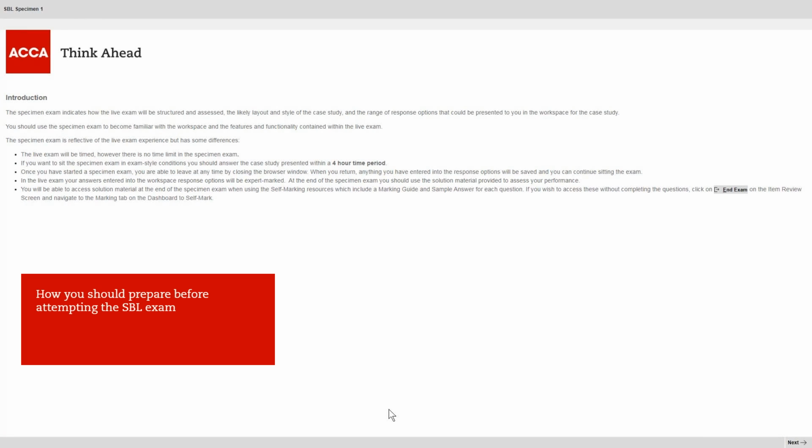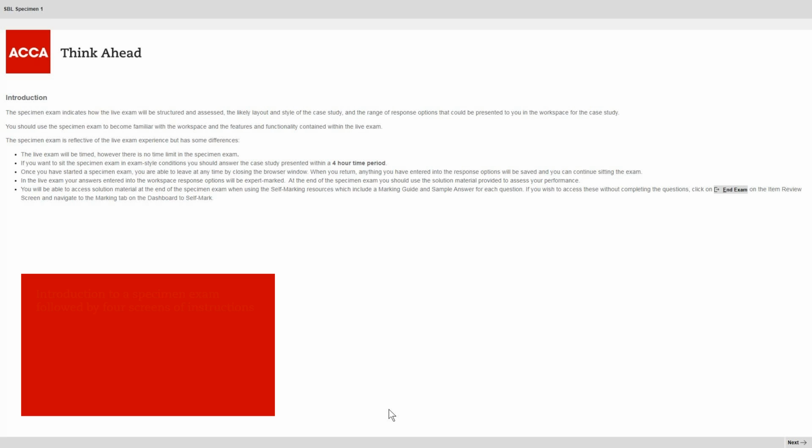This video explains how you should prepare before attempting the SBL exam. We'll consider what to do before you reach the exam room, as well as running through the exam instruction screens. Here you can see the introduction to an SBL specimen exam, which is followed by a further 4 screens of instructions. The first key message is this: be familiar with these instructions before entering the exam room.